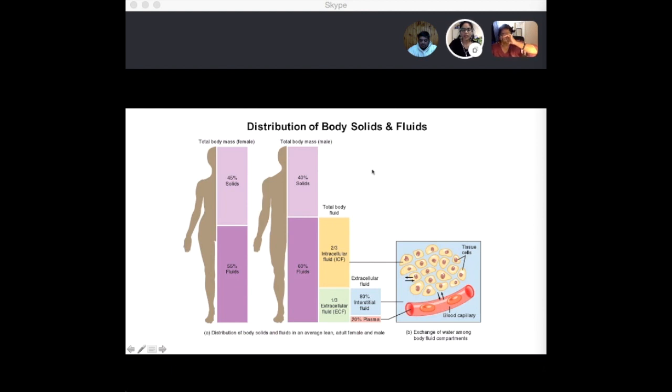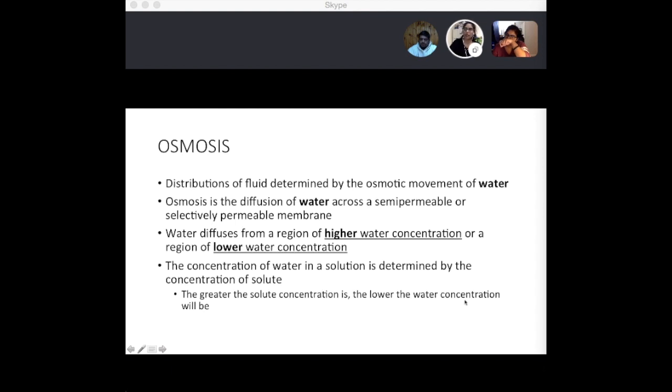This is just another picture to put things in perspective for us in terms of the body distribution. So fluid, 60%, the intracellular, extracellular, and then that further broken down into the interstitial and the plasma. So you guys can just use that as a reference. Okay, so the next concept I wanted to introduce is osmosis, as it's going to be important in my ultimate concept I'm discussing today. So osmosis is the distribution of fluid that's determined by the osmotic movement of water.